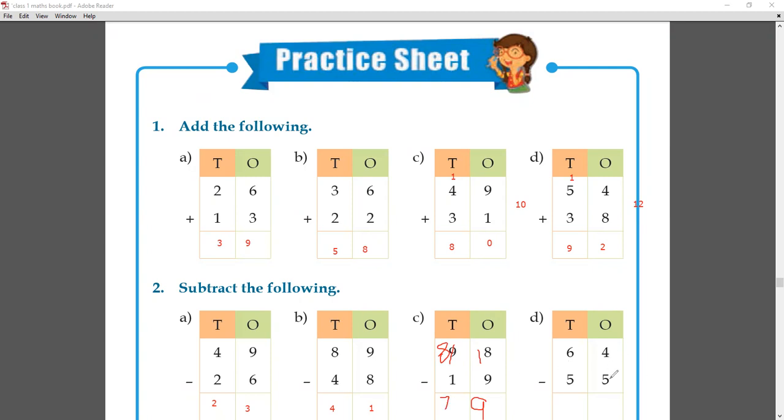Next is 4 minus 5. Is it possible? No. So what do we do? We borrow one from 6. So 14 minus 5. What do we write here? Yes, 14 minus 5 is equal to 9. That's why we write 9 here. Okay, and 6, what comes before 6? 5. 5 minus 5 is equal to 0. Okay, I hope you all understood these two questions. Now moving to the next question.